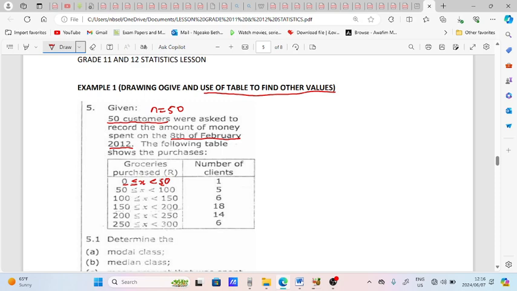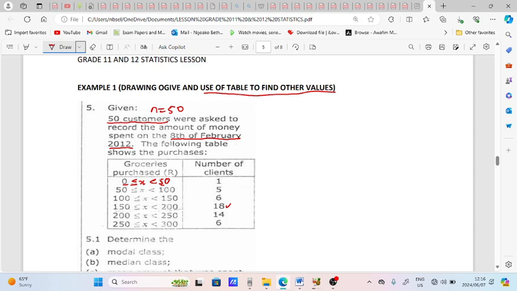Now, if we skip, there are 18 clients who bought a grocery that is between 150 and 200 rand. It's 200 rand, I get? Right, it's fine. That is how the table is going.